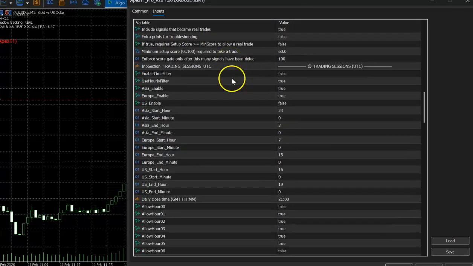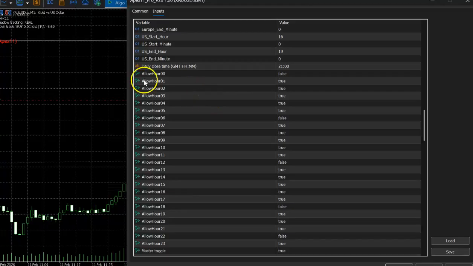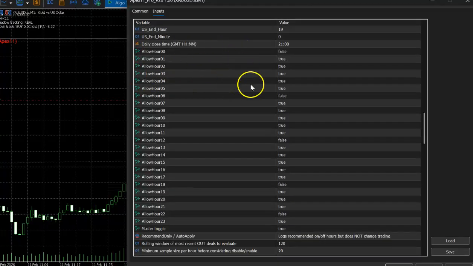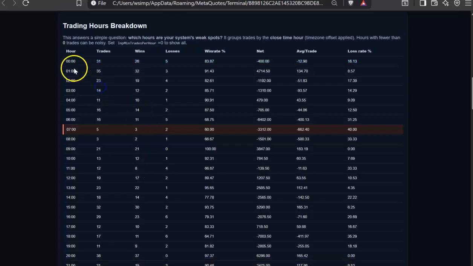And first thing you want to make sure is the enable time filter is false and use hourly filter is true. And then we go to here to allow hour. So we go back to the data. Okay, midnight is net negative, so at the start we'll want to be taking that out. We've had 31 trades. We'll take that out for now and constantly run it on the demo, and then if in a week or two it goes back positive, then you can re-add it.